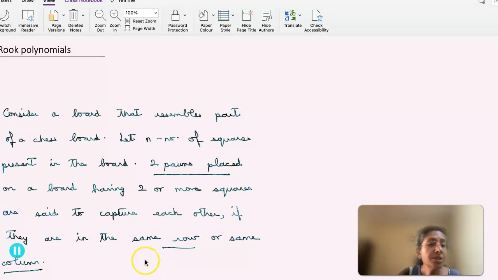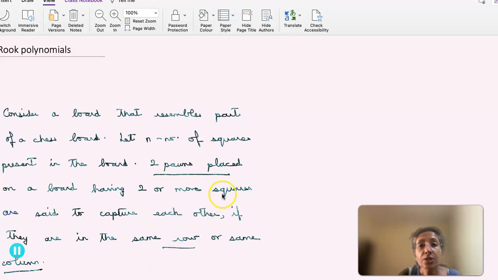Hi, so this is taking Rook polynomials to the next level, part 2. I was helping an engineering math student with her discrete maths, and she happened to be having Rook polynomials. As I started helping her, I found it to be an interesting topic and she also enjoyed it. It has a lot of applications in computer science.